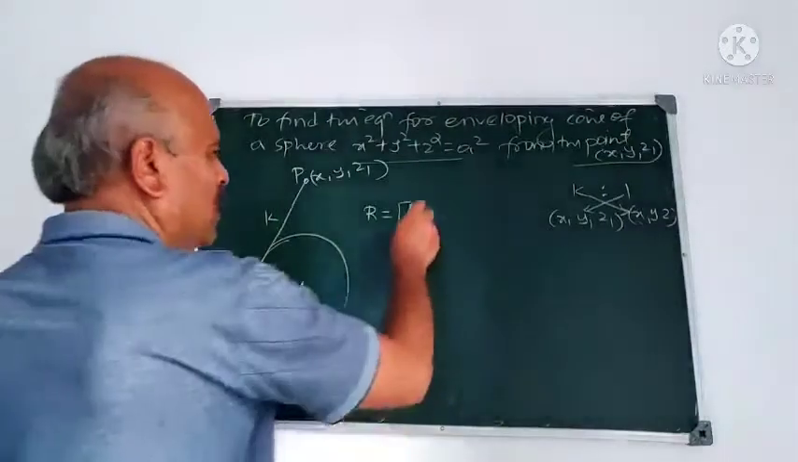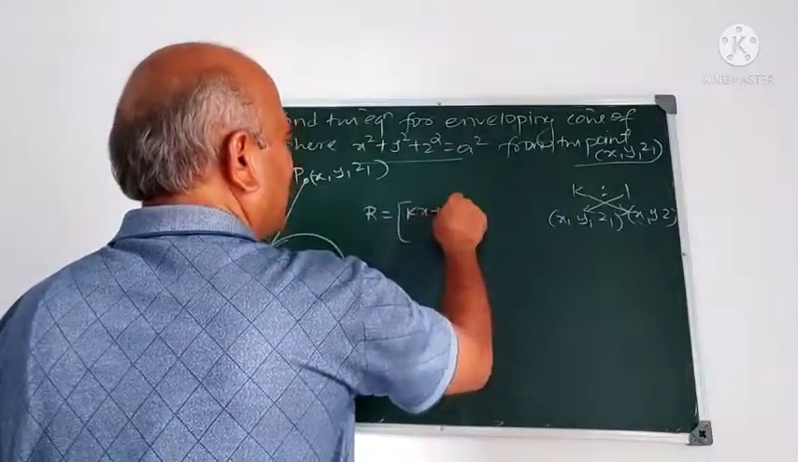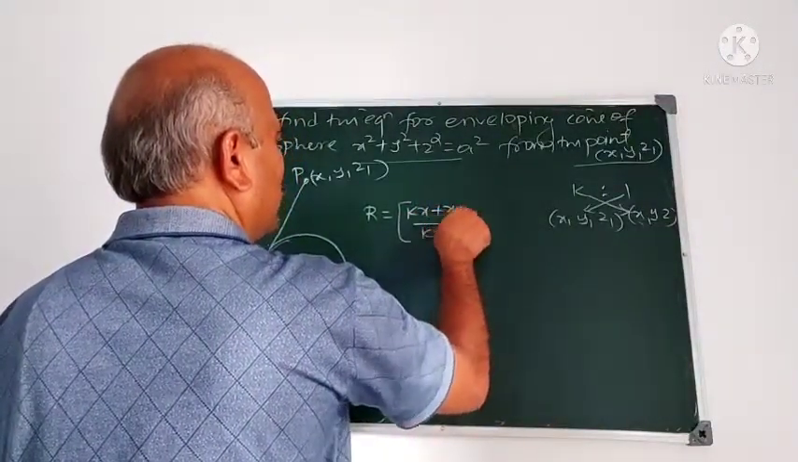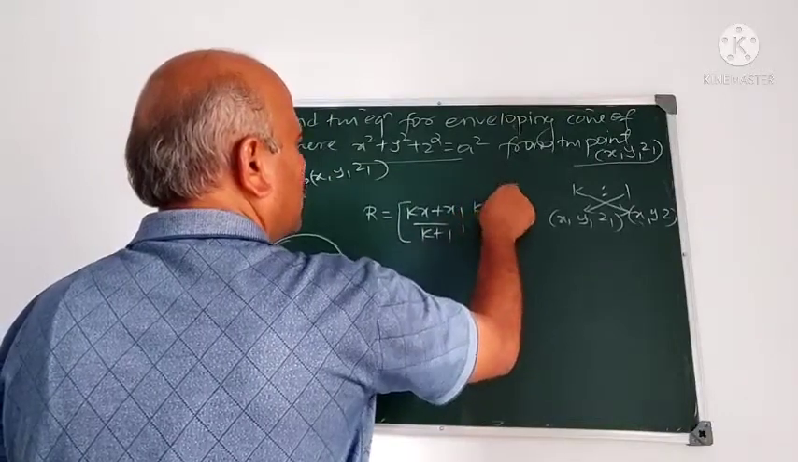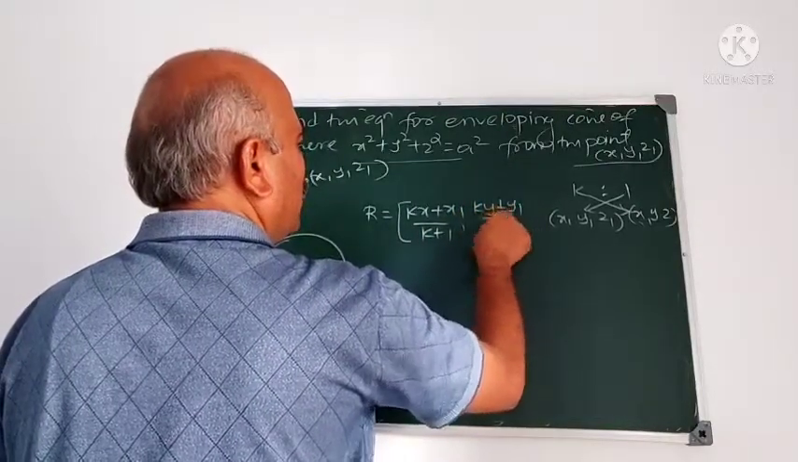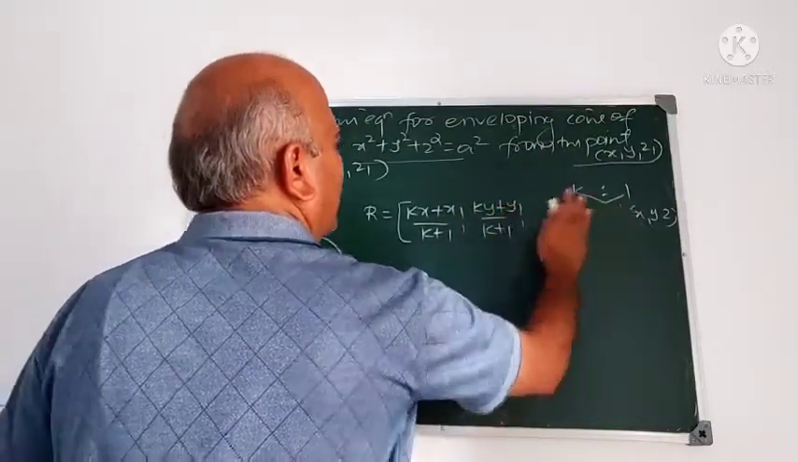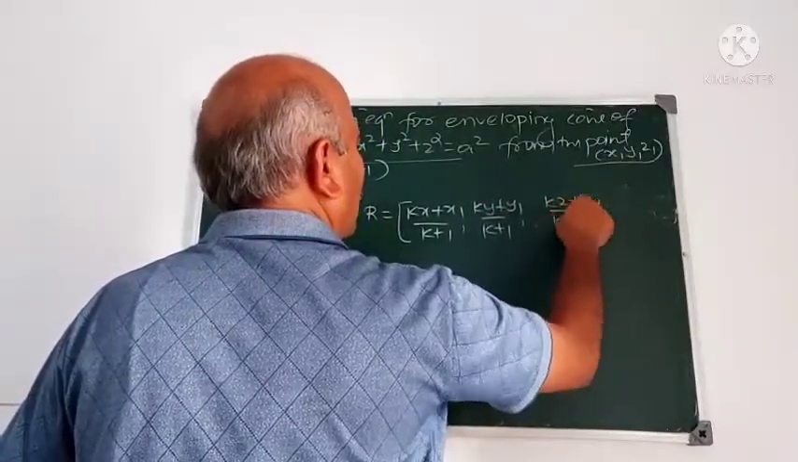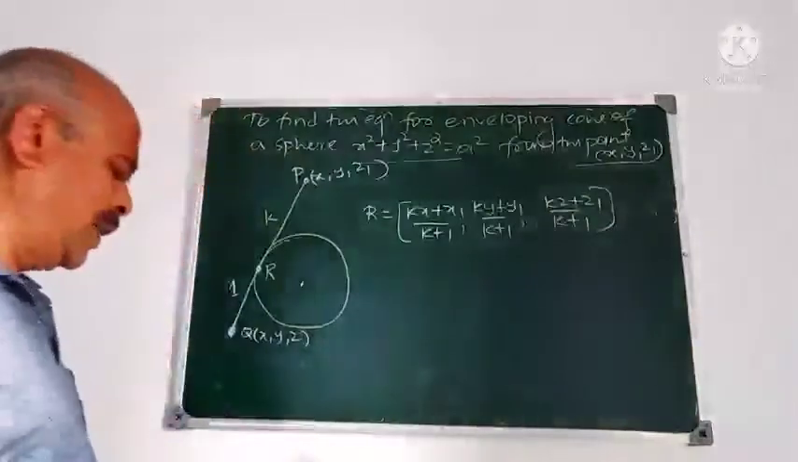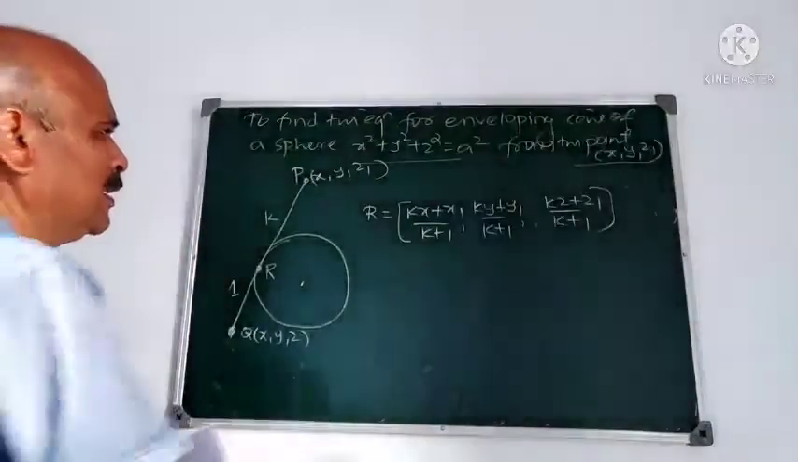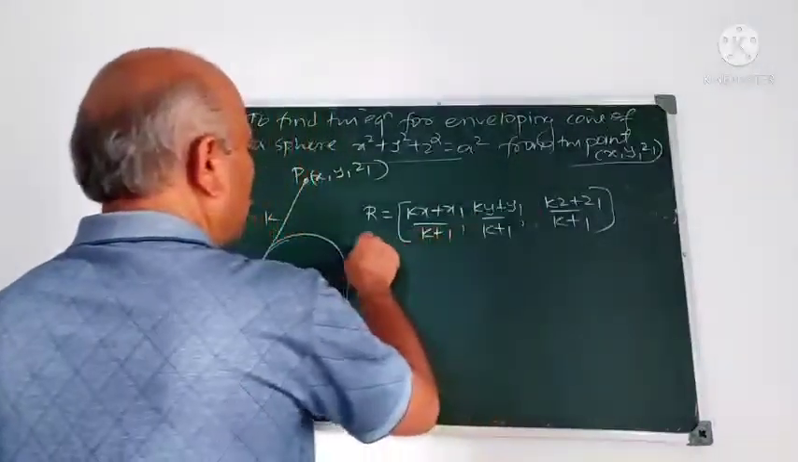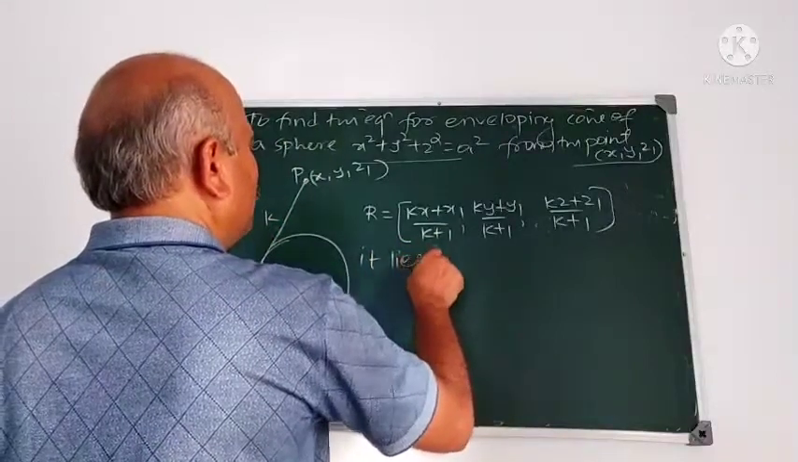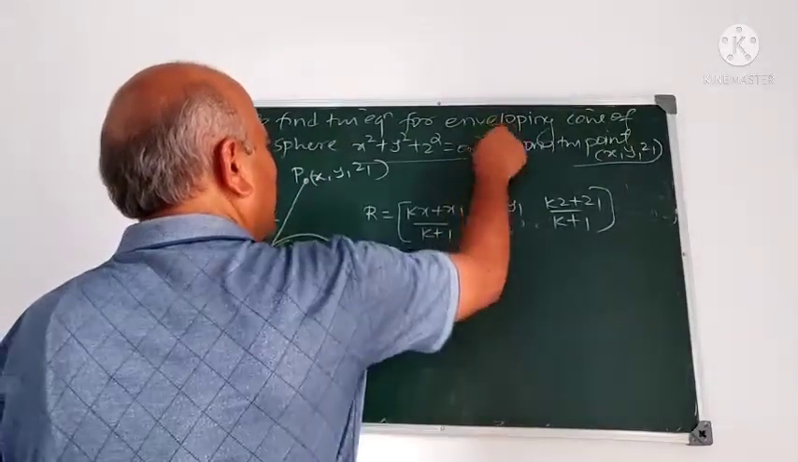What is the section formula? (kx plus x1) upon (k plus 1), (ky plus y1) upon (k plus 1), (kz plus z1) upon (k plus 1). This is the coordinates of R. It is the section formula. Now it lies on the sphere, I take this as 1.